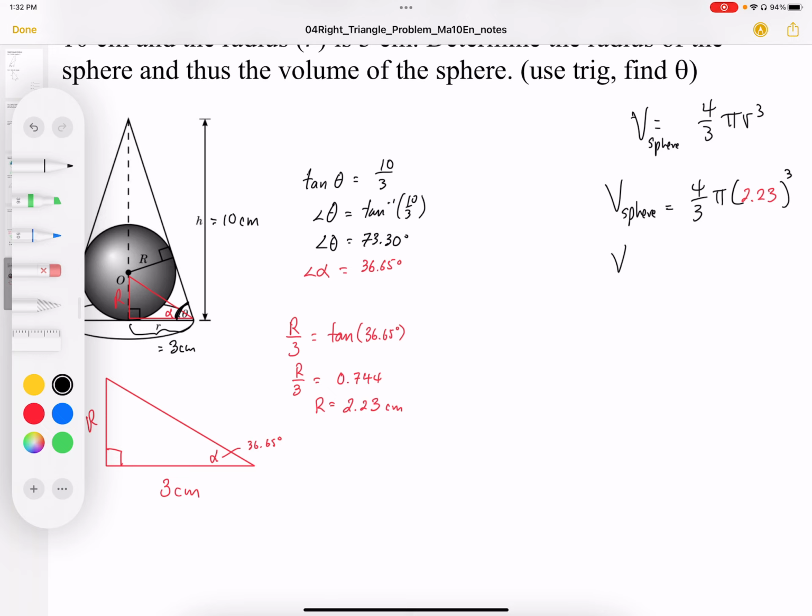So the volume of the sphere works out to be approximately 46.58 centimeters cubed.